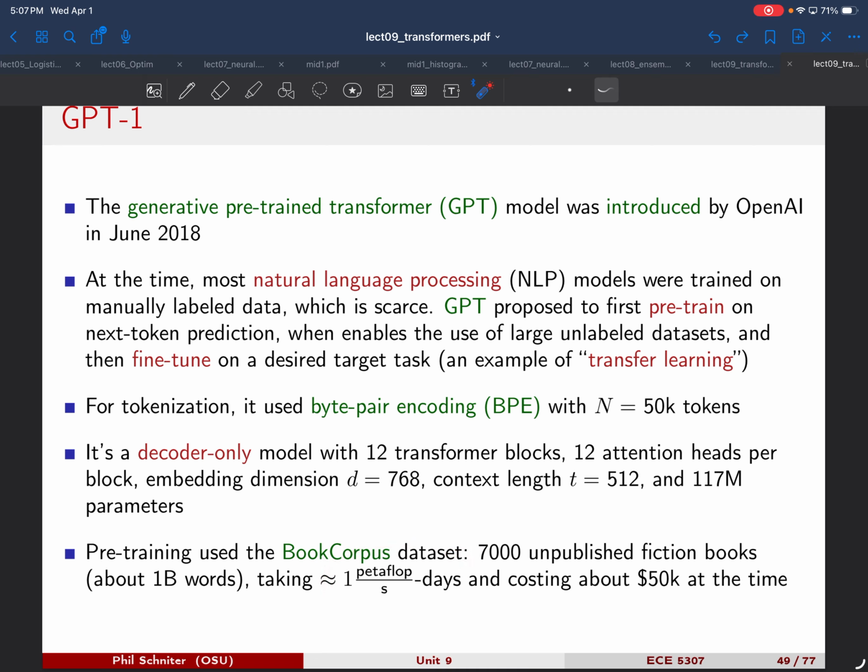This is the way that people tend to quantify computation. A petaflop per second is a unit of compute that you can get with maybe several GPUs working simultaneously. Running that amount of computation for a single day would get you 1 petaflop per second-day. At the time, this cost them about $50,000 to train. Okay.